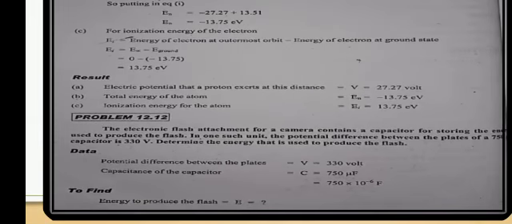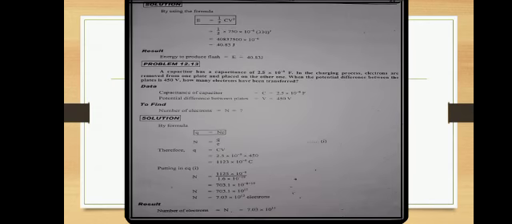The given terms in the data are potential difference and capacitance of the capacitor, and we have to calculate energy to produce the flash, E. We have learned this formula: E is equal to half CV square. Capacitance and voltage values are given here. By putting values, you can easily calculate energy to produce flash, that is 40.83 joule.